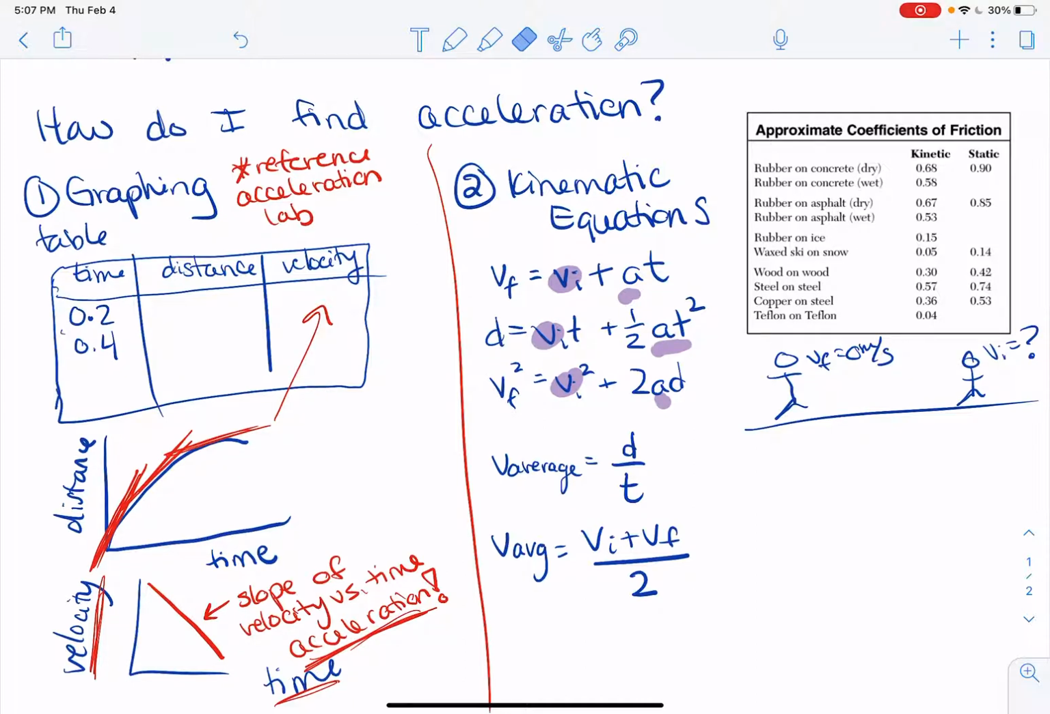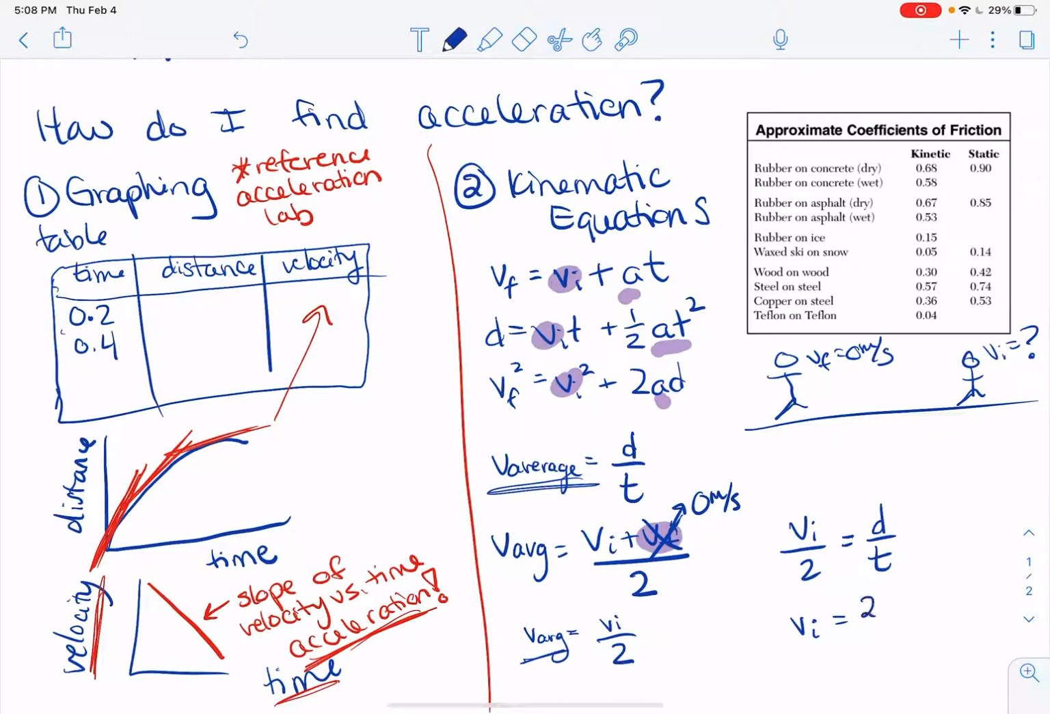Well, this actually does work out for us because V final is 0, right? This is 0. So if this is 0, this goes away. So then I can rewrite this to be V average equals V initial divided by 2. And if you notice, we have a V average and a V average. We can set those two equations equal to each other. So V initial over 2 equals distance divided by time. Solve for V initial, so we're going to multiply by 2 on both sides, and we get 2D over T is V initial.